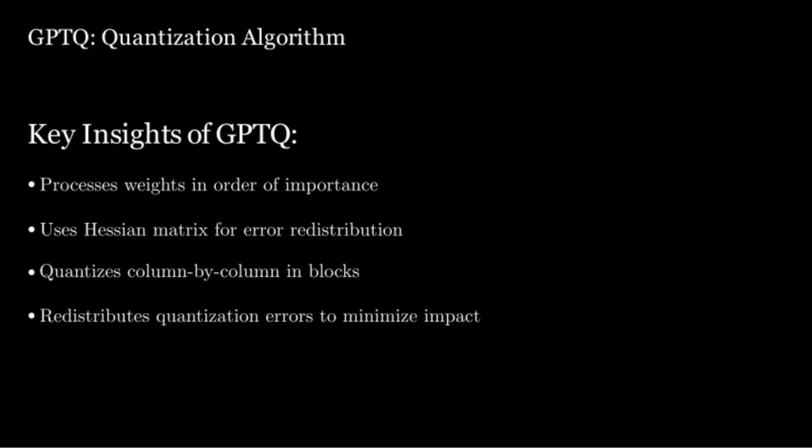First, it processes weights in order of importance, focusing on the most impactful weights first. Second, it uses the Hessian matrix to understand the complex interaction between different weights. Third, it quantizes weights column by column in blocks for efficiency. And most importantly, it redistributes quantization errors to minimize their impact on model performance.